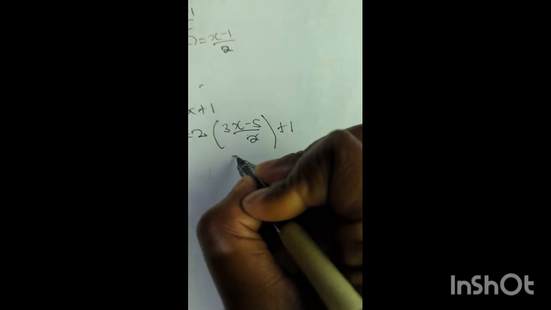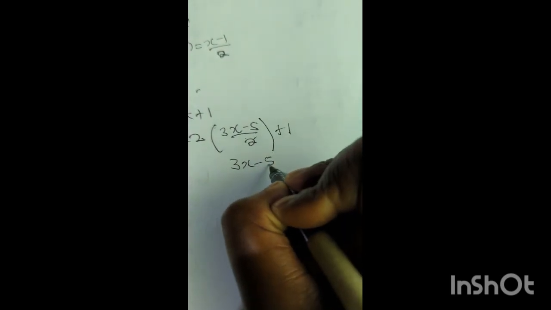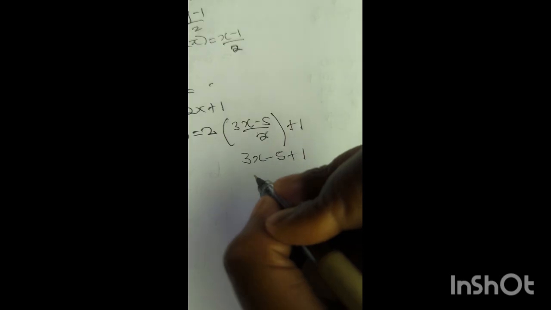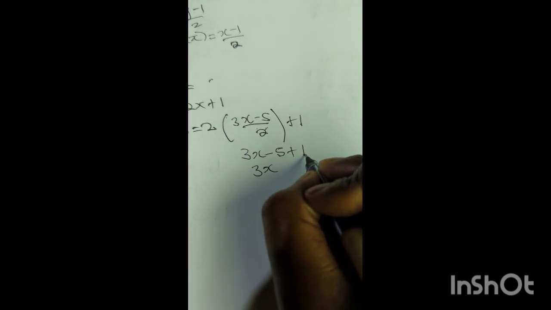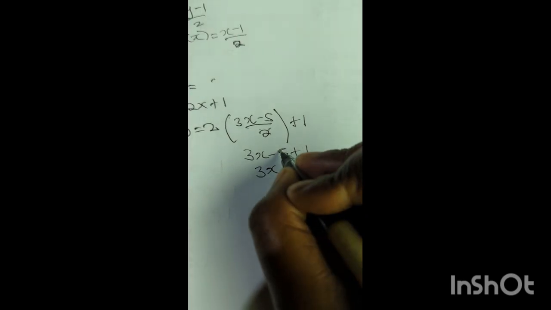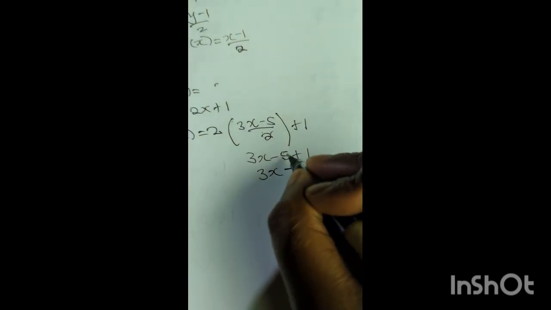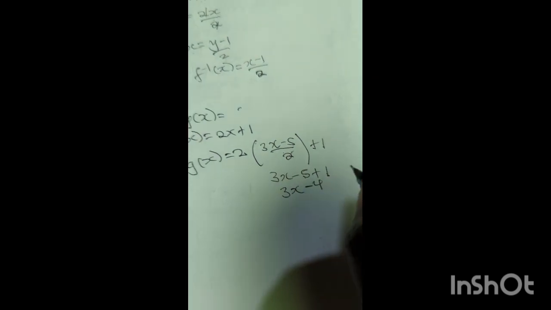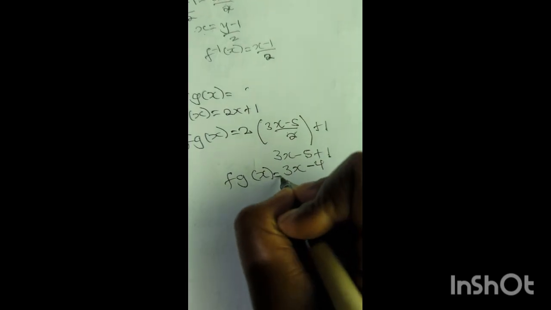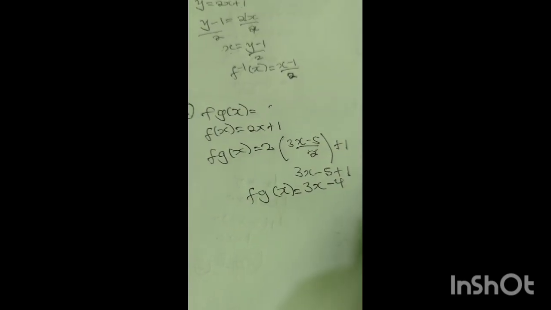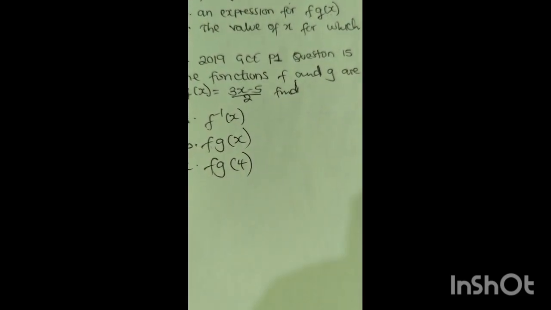So I remain with 3x minus 5 plus 1. Okay? So this is 3x, negative 5 plus 1. These are different signs. Different signs you subtract and get the sign of the bigger number. The bigger number is 5 and it's negative, meaning your final answer is negative. 5 minus 1 is 4. So f of g of x is equal to 3x minus 4. That is it. The last part is find fg of 4. We already found fg, ladies and gentlemen. It's there, 3x minus 4.